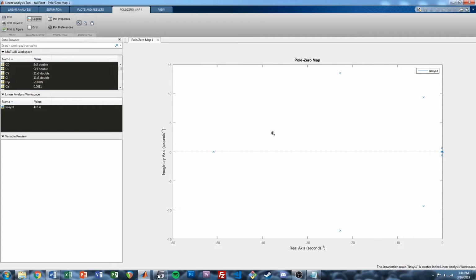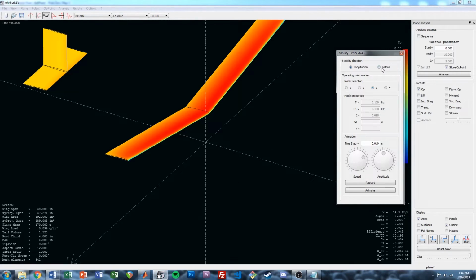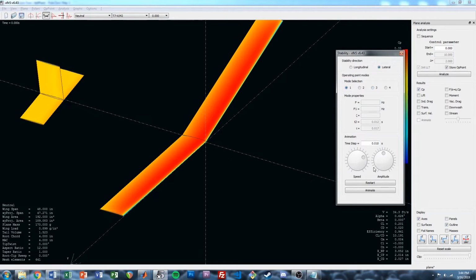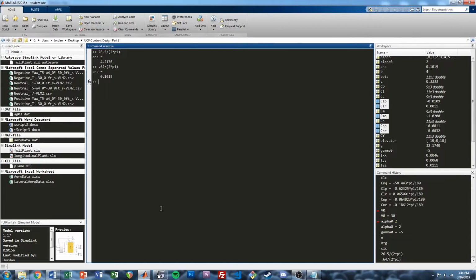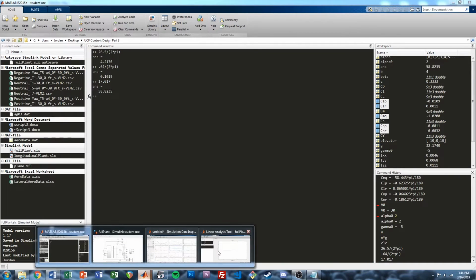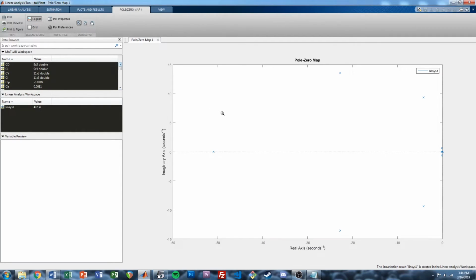So let's check the lateral modes now. First one's going to be our roll subsidence. It's giving us a 0.017 time constant. If we do 1 over that, divided by 0.017, that should be around 58 radians per second. Which is going to be our pretty fast pull out here, which is around 50. So, you know, not exact, but not completely out to lunch.